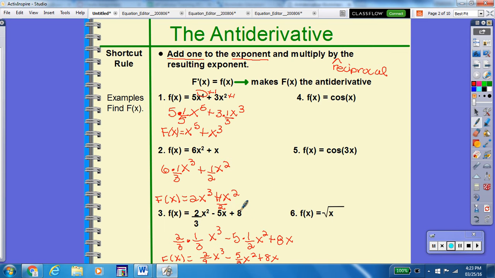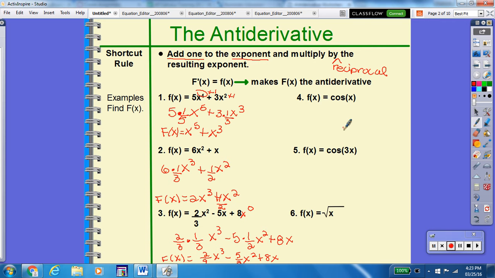And lastly, this 8. Technically, this 8 is 8x to the 0 power. So when you add 1, you end up with x to the 1 power times the reciprocal 8. So I end up with this function at the end. This is my antiderivative by using that shortcut, which is add 1 to the power, multiply by the reciprocal of the resulting exponent. And don't forget, you got to keep that coefficient.